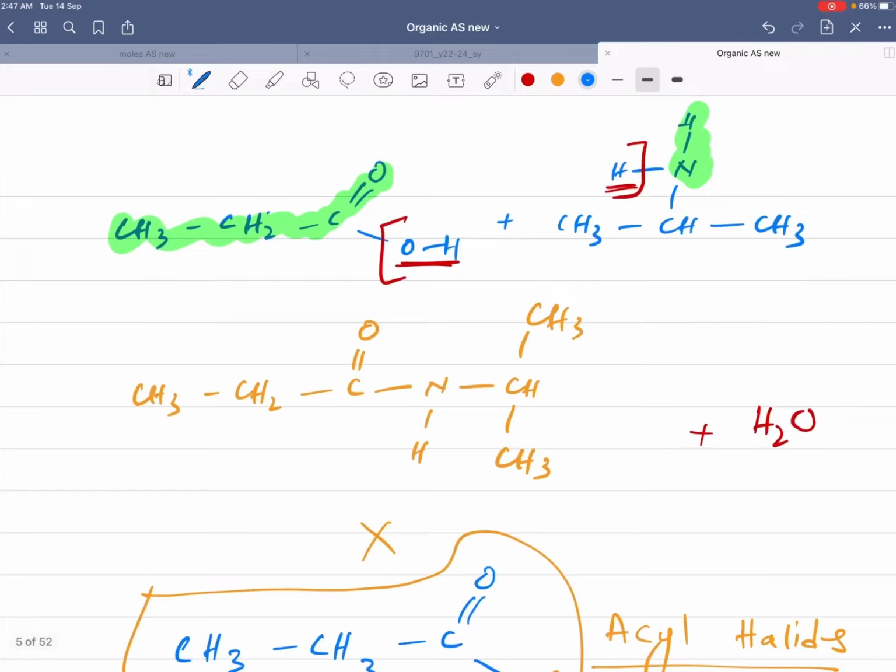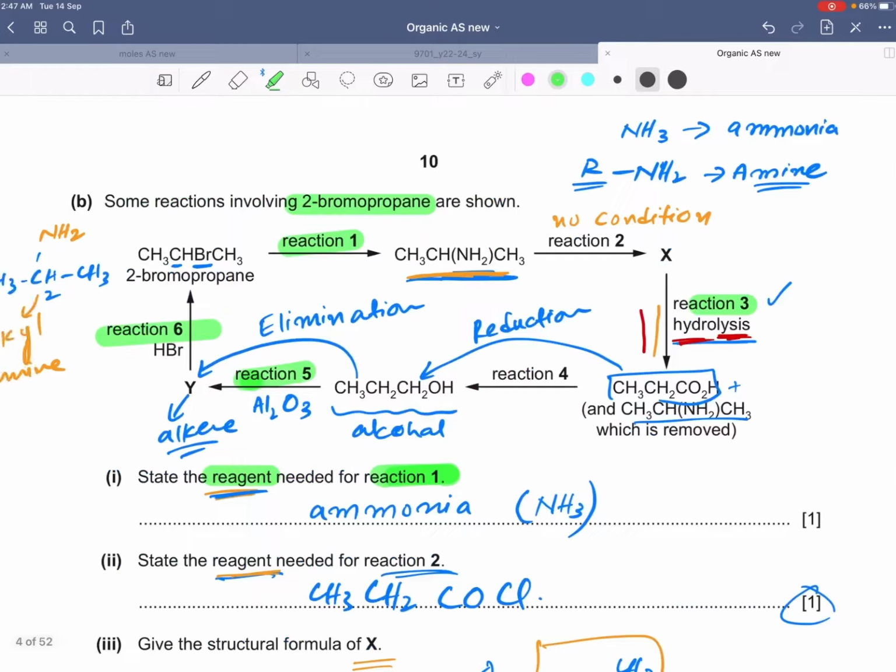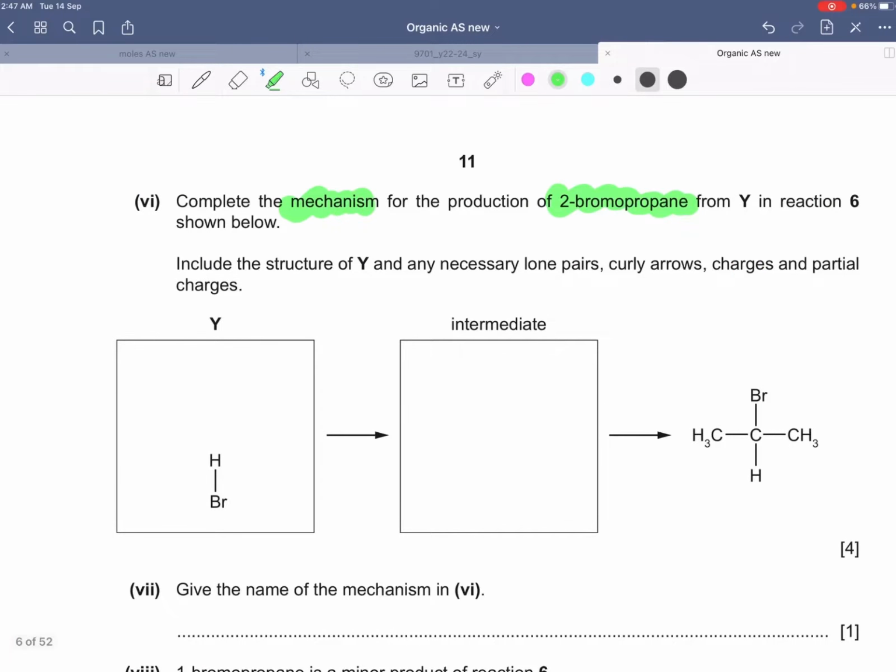The next part of the question is: complete the mechanism for the production of 2-bromopropane from Y. This is Y and this is 2-bromopropane. So we have to write the mechanism. So this is electrophilic addition, right? Mechanism for the production of 2-bromopropane from Y in reaction 6 shown below. Include the structure of Y and any necessary lone pairs, curly arrows, charges and partial charges.